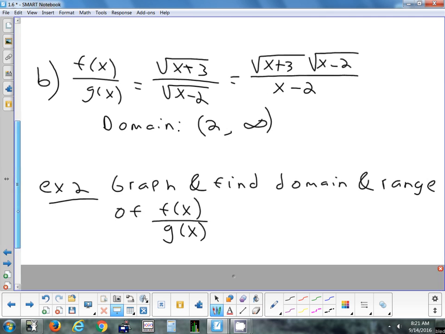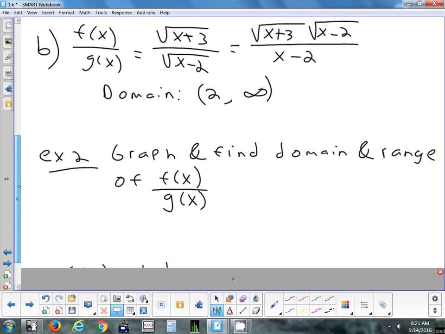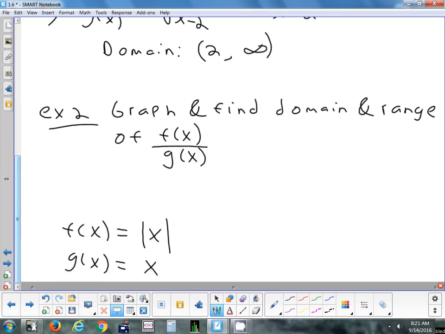All right. So let's, well, example 2 is pretty similar. It's really doing the same kind of thing, except now we have an absolute value to work with. But well, let's do it. All right, so it says graph and find the domain and range of f of x divided by g of x. Can anybody tell me what they think the domain is here?